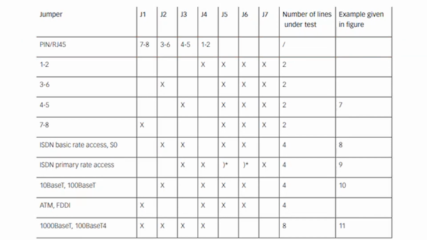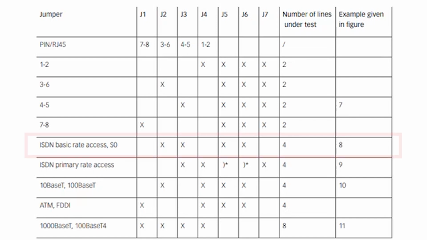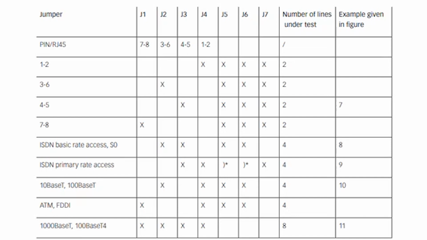As you can see, right in the middle for pins 4 and 5, you can reference figure 7, and then for ISDN basic rate, you have figure 8. Let's go ahead now and take a look at some of those examples on the next page.